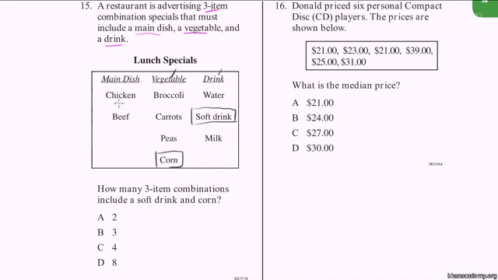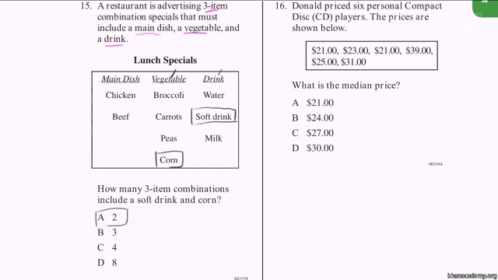Well, we only have 2 choices. We only have freedom when it comes to picking the main dish, because the problem has already picked for us our vegetable and our drink, the corn and the soft drink. And so there's only 2 possible main dishes. So those are the 3-item combinations that include a soft drink and a corn. There's 2 possible ones, chicken and beef. So it's 2.